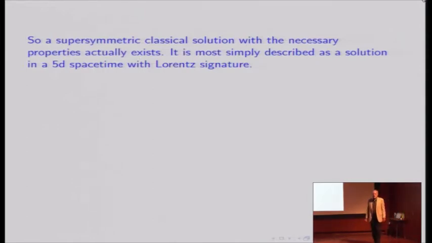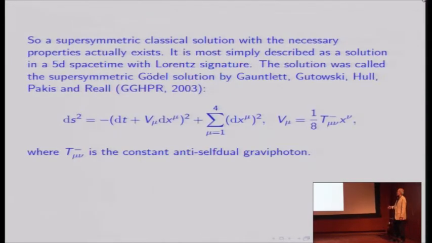It's actually most easily described as a solution in a 5D spacetime with Lorentz signature. So we'll modify that a little bit, but I'll first write it down in its most physical form. It was discovered in 2003 by Gauntlett et al. They called it the supersymmetric Gödel solution. It's given by this very simple formula.